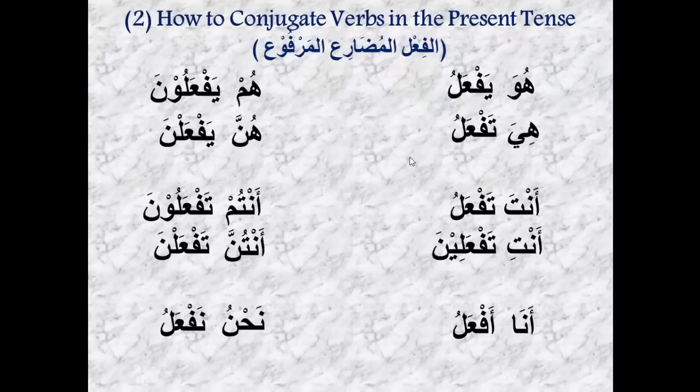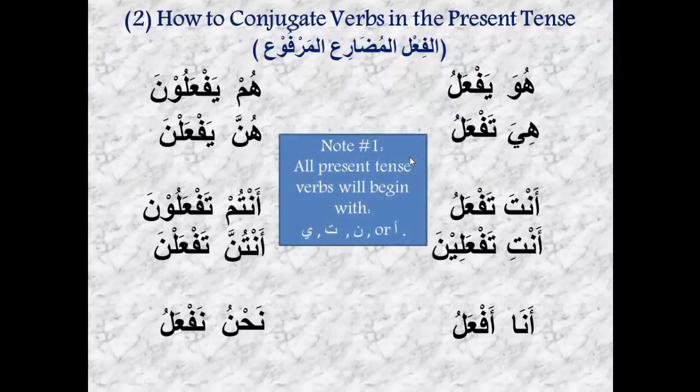Observation number 1, note that all present tense verbs, al-fi'l al-mudari' al-marfu', or actually all fi'l mudari' for all three cases, all of them begin with hamza, noon, ta, or ya. So notice how we have the ya for most of the third person pronouns except for the hiya. We have a ta in front of every single verb conjugated in the second person. And then we have noon for nahnu, naf'al, and hamza for ana af'al. So all present tense verbs will begin with one of these letters, hamza, noon, ta, or ya.